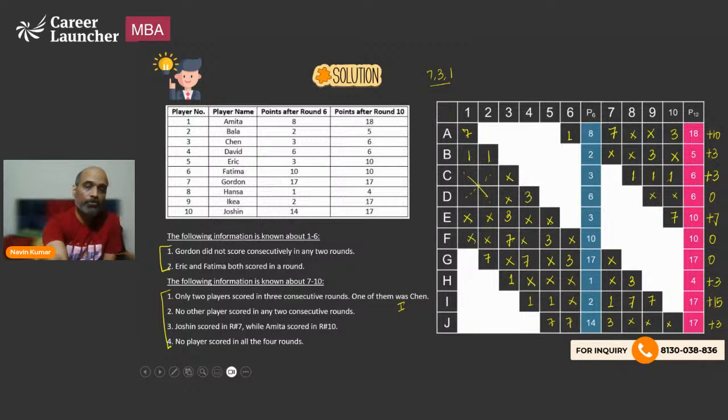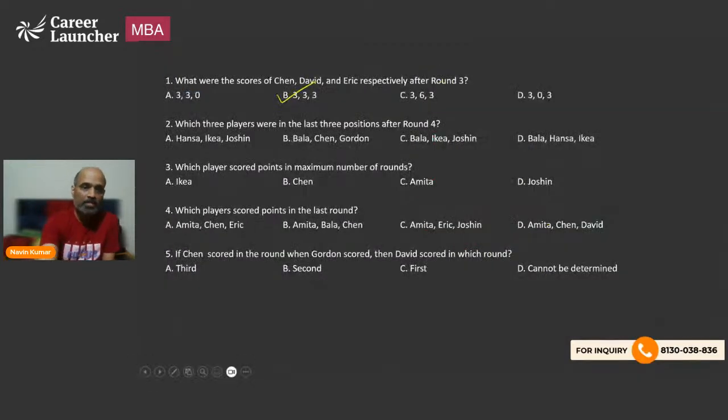Next, which 3 players were in the last 3 positions after round 4? So after round 4, can we say A scored a 7, B scored a 2, C scores a 3, D scores a 3, E scores a 3, F scores a 7. So after round 4 means we are looking at the values up to here only. For G, this is 14. For H, it is 1. For I, it is 1. And for J, it is 0. So can we say the bottom 3 are H, I, and J? Last 3 positions, they are asking. So H, I, and J is option A.